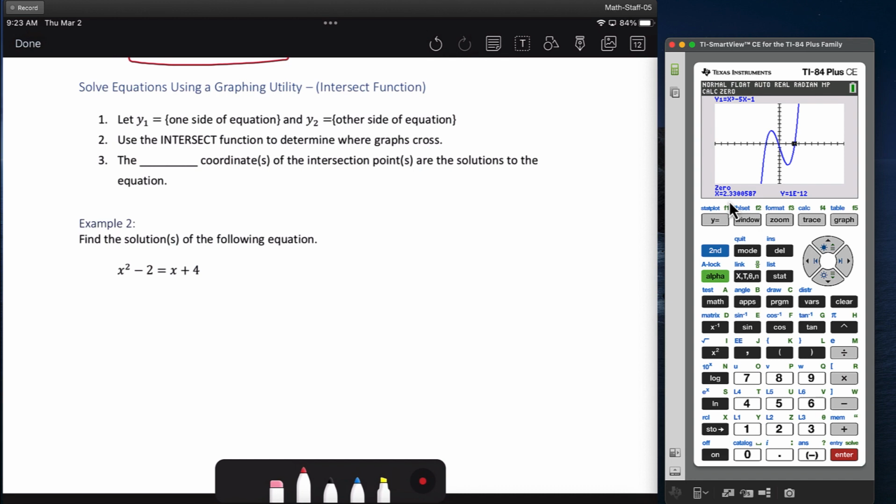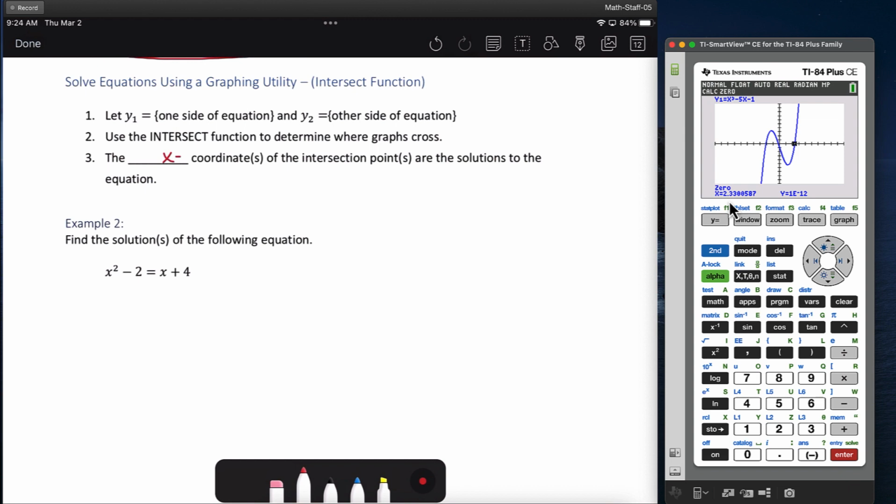The next method using the calculator is going to be using the intersect function. Step 1, we'll let y1 equal one side of the equation and y2 be the other side of the equation. Then we'll use the intersect function to find where the graphs intersect or cross. The x-coordinates of the intersection points are the solutions to the equation.